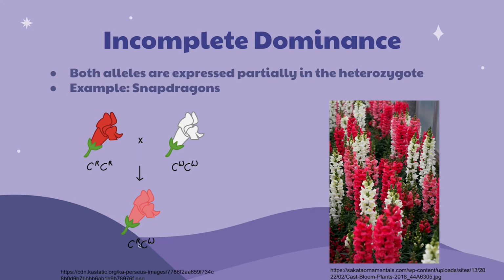However, when you get a heterozygote, it doesn't happen that it's either red or white. What happens is that it's both. It's a blend. And so when you mix red and white, you get pink. So yeah, that's where pink snapdragons come from.